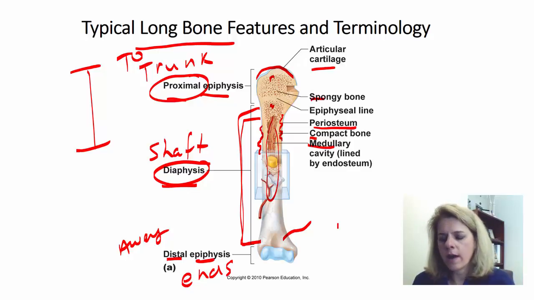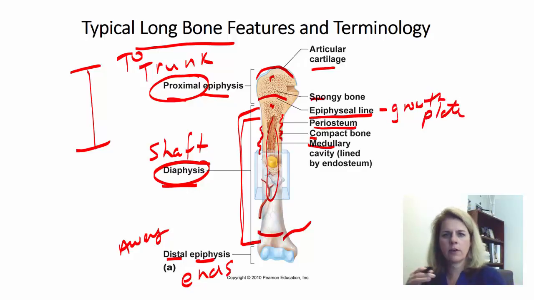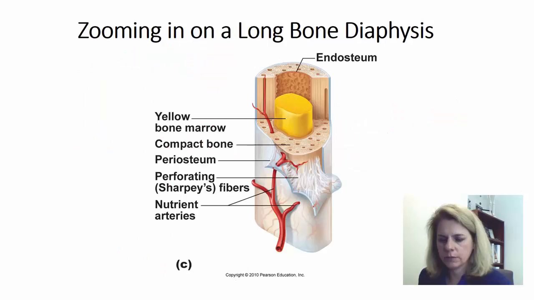The other thing you have, when you look at a long bone, is an epiphyseal line. And so here and here, you've probably heard these called your growth plates, or your epiphyseal lines. This is where the bone actually grows as it gets longer and longer. And we'll talk about that in more detail too.